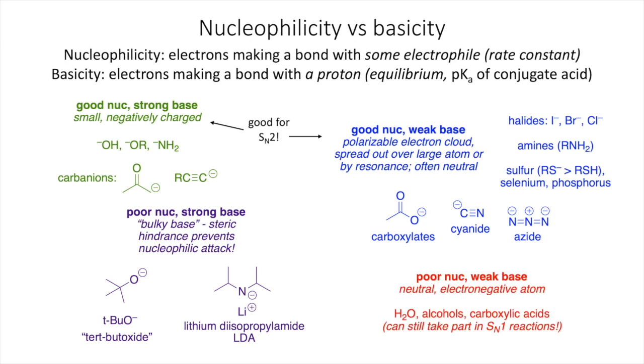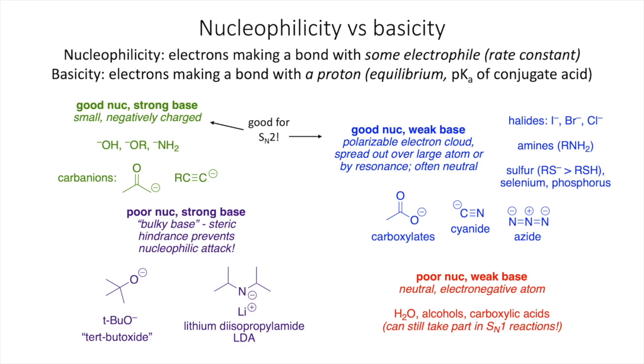Finally, let's look at some polar nucleophiles that are weak bases. Generally, these are going to have neutral electronegative atoms. Water is a great example. Water is a pretty weak nucleophile, and water is a pretty bad base too. Neutral oxygen in alcohols or carboxylic acids also fall into this category.